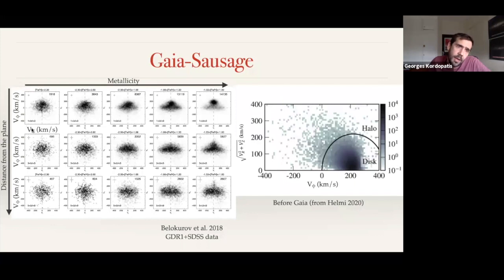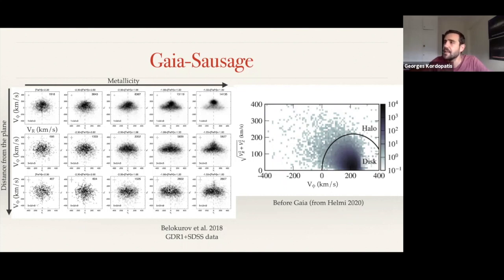What they have plotted is the radial velocity of the stars as a function of their azimuthal velocity. And what they have identified, let's take this panel here, is that you have this bulk of stars here, which rotate at roughly 200 kilometers per second. This is the stellar disk. But you also had this overdensity here, which in this velocity space has the shape of a sausage. And that's why they named this substructure the Gaia sausage, that can be seen down to a metallicity of minus 1.7 or so, and up to high distances above the plane.